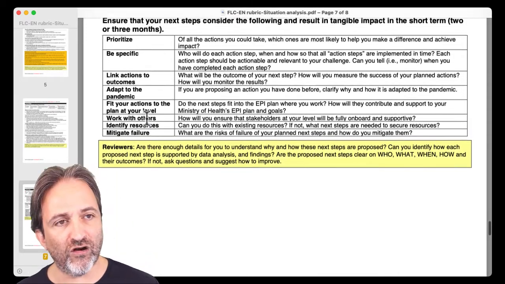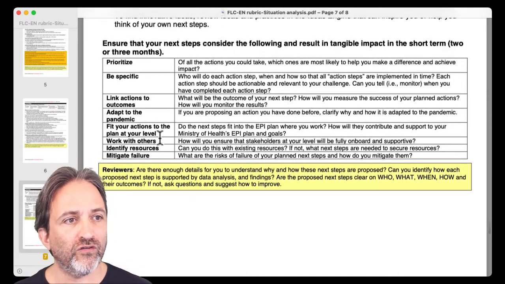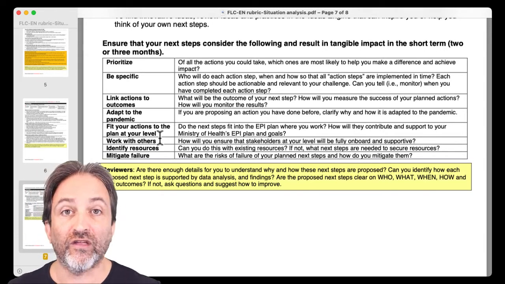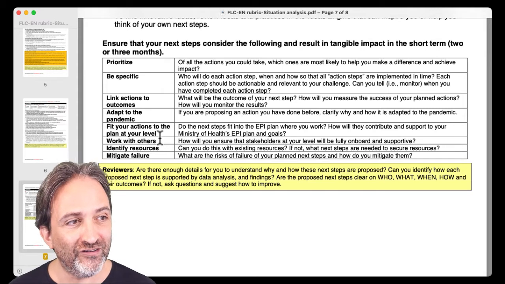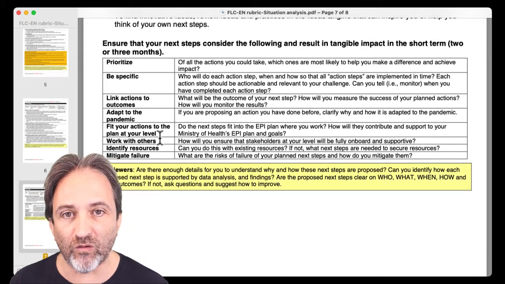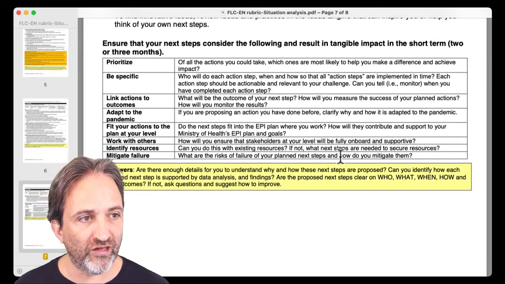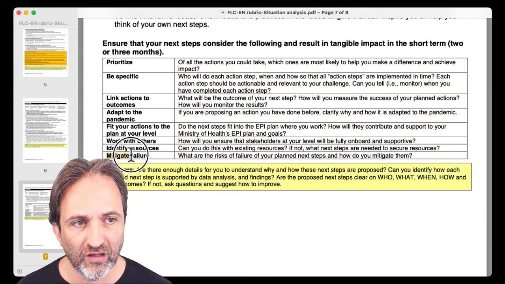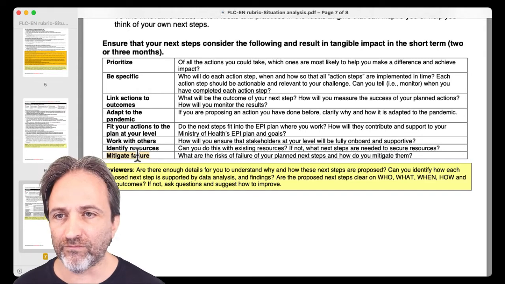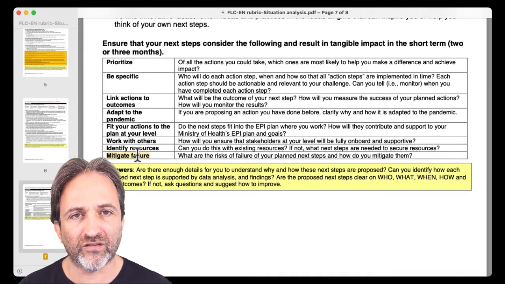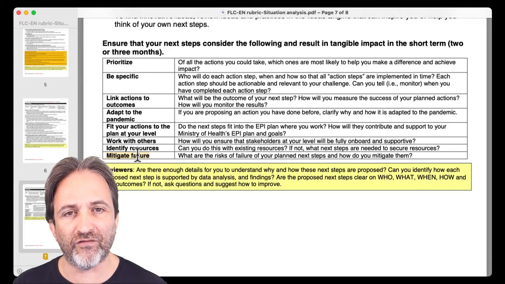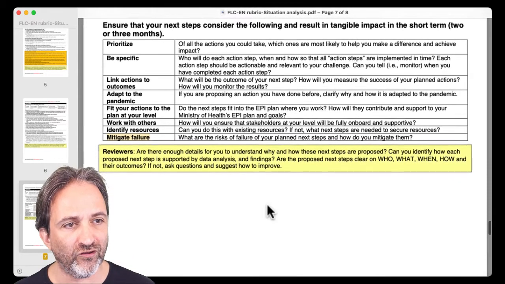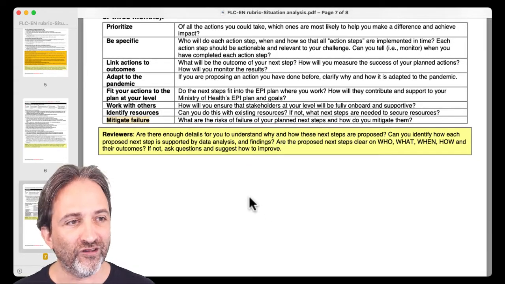Next steps can also cover resource questions, of course. So can you do this with existing resources? If not, then your next steps probably need to consider what are you going to do to secure the resources that you need? And then you may have a next step around risk management. So how do you mitigate failure? How do you identify the risks? Are there steps you need to take to identify the risks, make sure that you're reducing or averting the risk of failure to the greatest extent possible and increasing your chances of success?